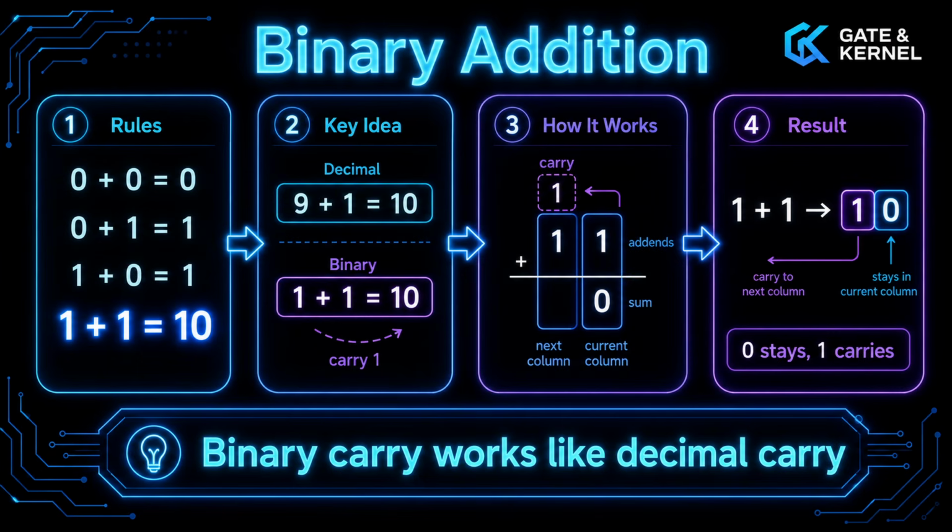Chapter 16. Binary addition. Computers do not only store binary values. They also perform arithmetic. Binary addition has 4 basic cases. 0 plus 0 equals 0. 0 plus 1 equals 1. 1 plus 0 equals 1. And 1 plus 1 equals 10 in binary. That last rule is important. Binary has no digit 2, so we write 0 in the current position and carry 1 into the next position.